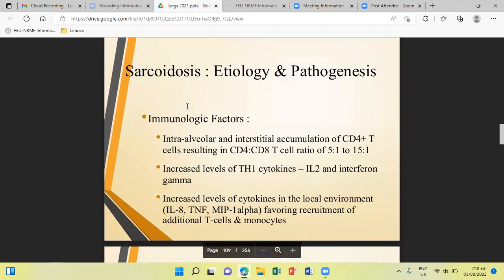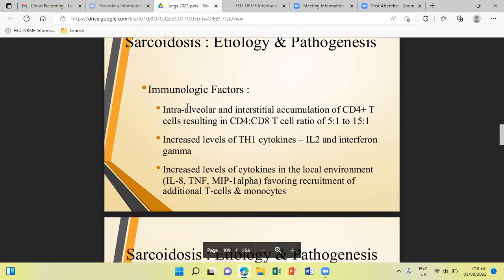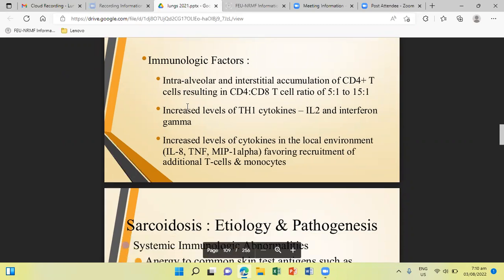The etiology of sarcoidosis remains unknown, but there is several evidence that suggests that it is secondary to disordered immune regulation in genetically predisposed individuals. There are several immunologic abnormalities in the sarcoid granuloma that suggest a cell-mediated immune response to an unidentified antigen. For example, the ones I'm showing you right now are abnormalities in the intra-alveolar and interstitial accumulation and the increased level of cytokines, which points to a cell-mediated immune response.